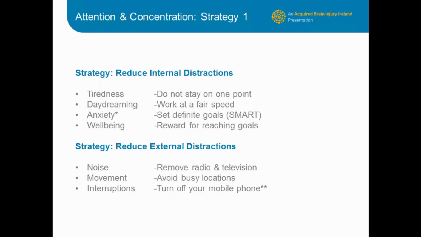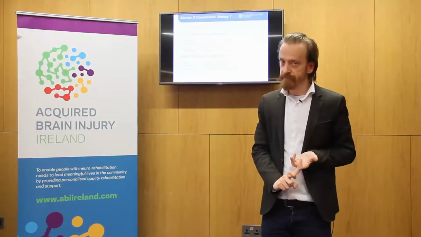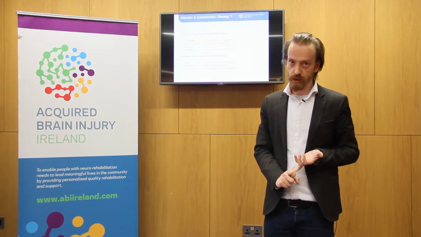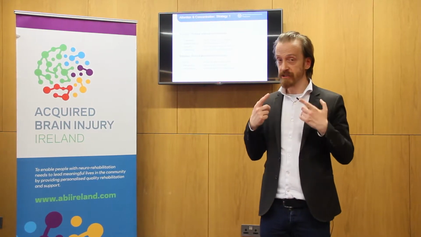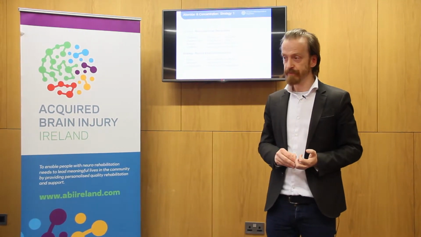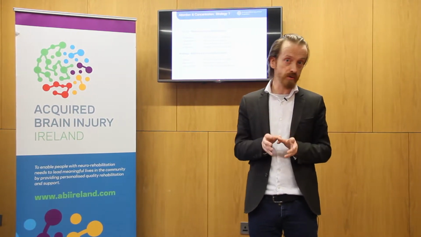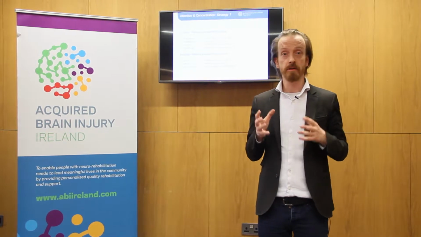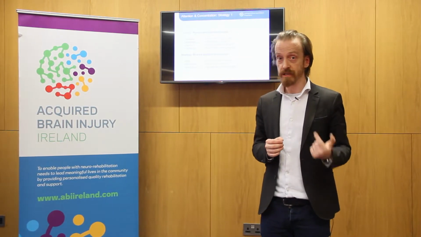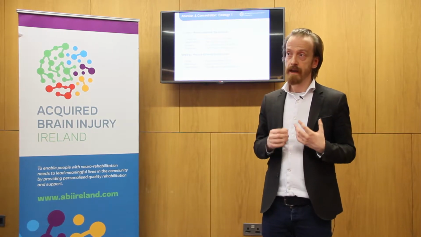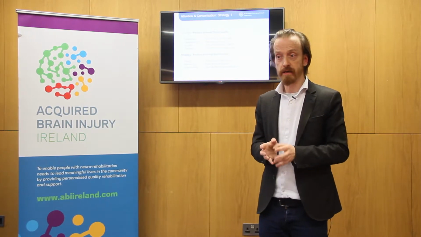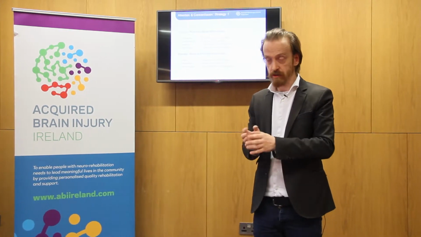People get anxious. So maybe working at a fair speed, trying not to stay on one point too long, is a way of keeping the work going, and it doesn't get externally or internally distracting for people. And then setting specific goals to work on. We would use what are called SMART goals. So they're specific, measurable, achievable, realistic, and in some sort of a time frame, so that the person with the brain injury is working on a very clear goal.